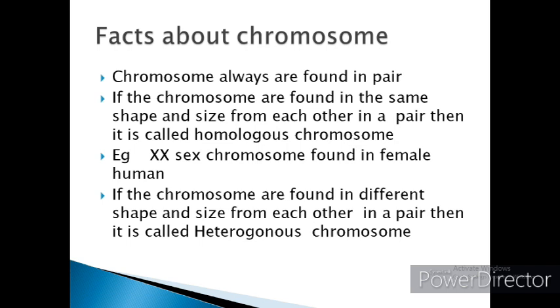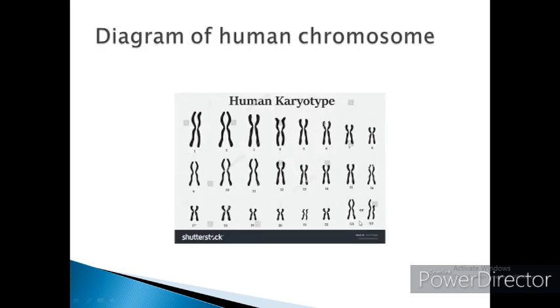If the sex chromosome is XX, it is a female, and if it is XY, then it is a male. Now, if the chromosomes, for example in this case, have the same size and shape, then this pair of chromosomes is known as homologous chromosomes. And if they have a different shape, then it is known as heterologous chromosomes. In this case, in female, the sex chromosome pair is homologous, and in male it is heterologous, because they have different size and shape.